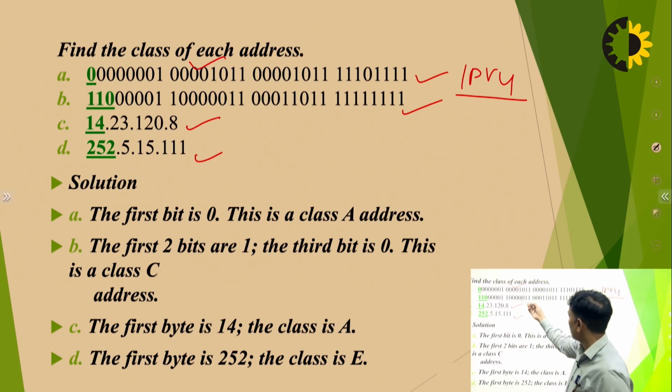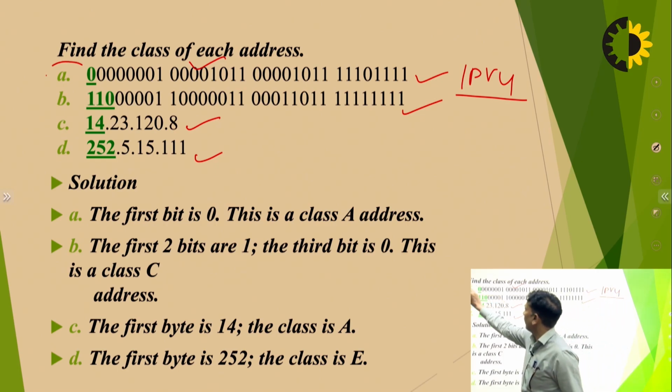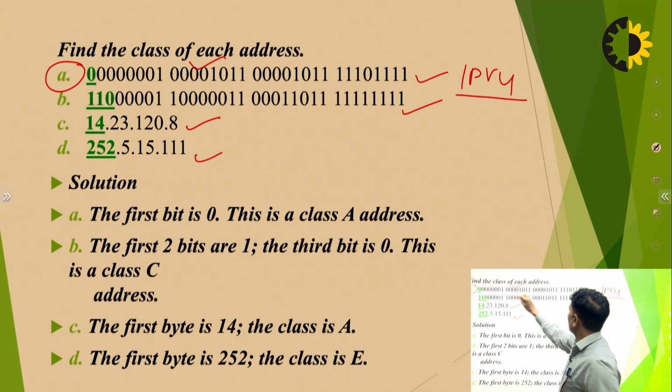So, starting with the first example, A. Here in this binary representation, see, there is one thing always: when you have to identify the class of an address, you only have to focus on the first byte, either in binary or in decimal.